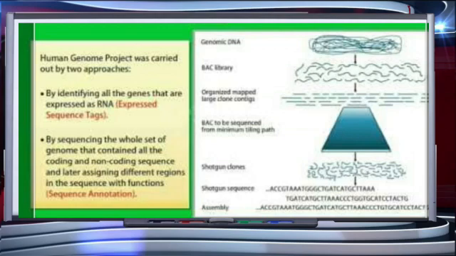The methods involve two major approaches. One approach focused on identifying all the genes that are expressed as RNA. In our DNA, there are two parts, coding parts and non-coding parts. The coding part codes for protein synthesis. So the first approach was to sequence only the coding part of the DNA. This methodology is termed expressed sequence tags, or ESTs. They planned to sequence only the DNA part which codes for protein.